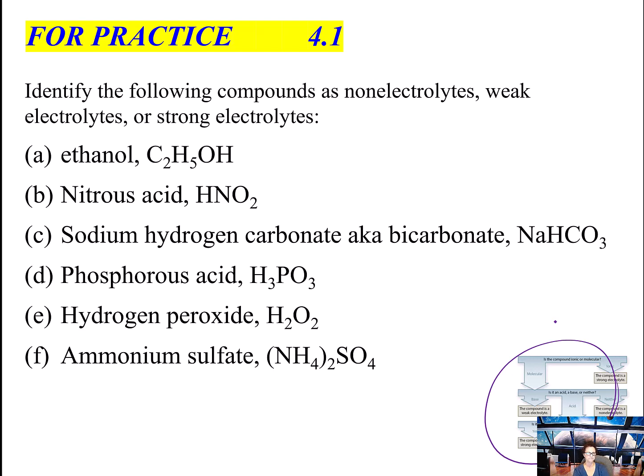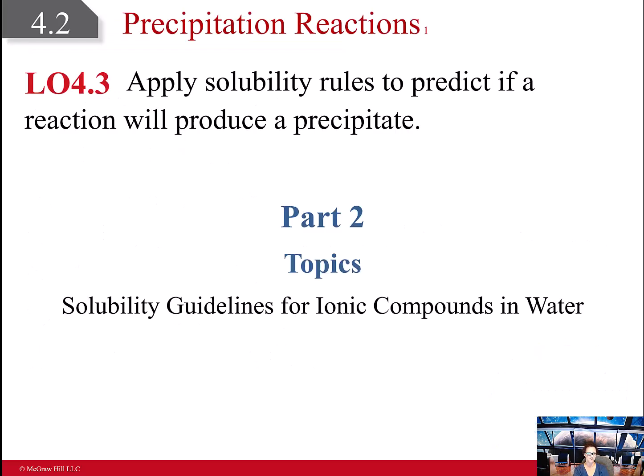All right, when we come back next time for part 2, we said things dissolve in water. We're going to look at how soluble something is. There are rules that we can use to predict whether or not something will dissolve in water. If it doesn't dissolve in water, it forms a solid in water, which is called a precipitate in a precipitation reaction. So join me for part 2 as soon as you can.